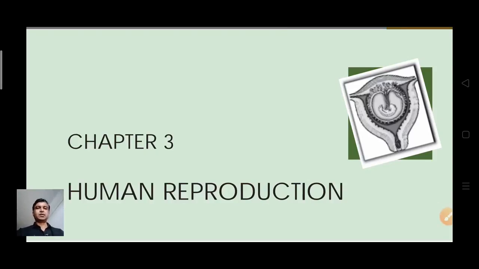So this is the same chapter, that is human reproduction. In this session we are going to cover whatever topics we covered in the last few sessions. Clear? In the last session we covered the menstrual cycle, before that we covered gametogenesis, and before that the reproductive structure of both male and female.